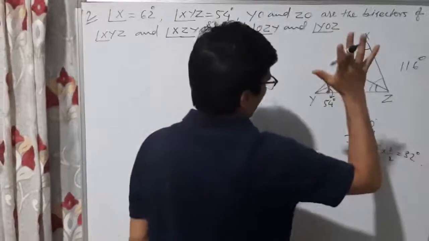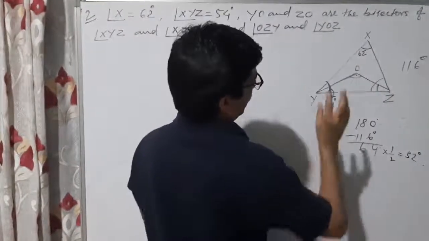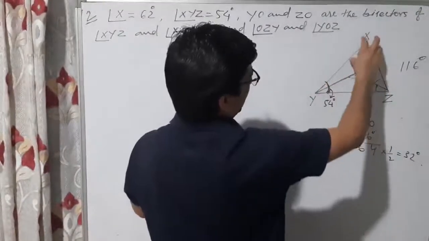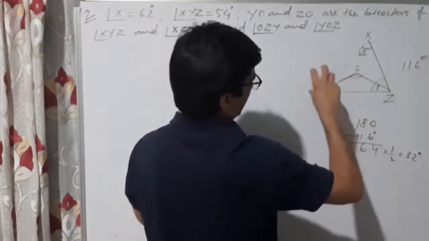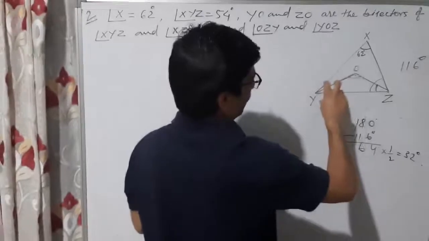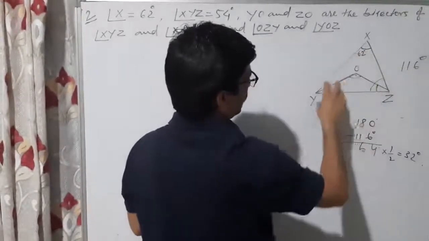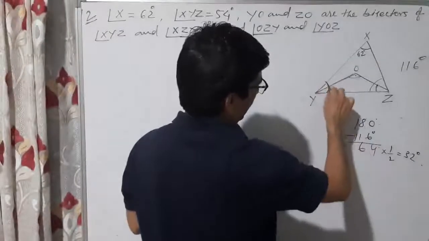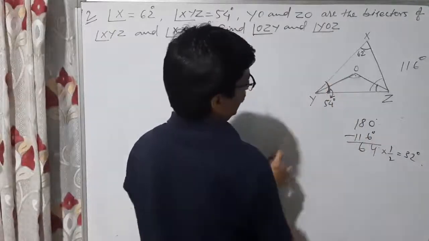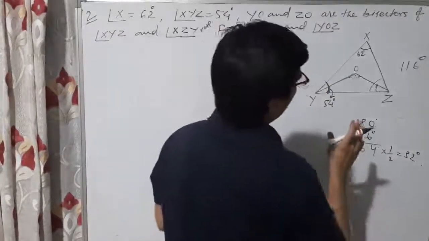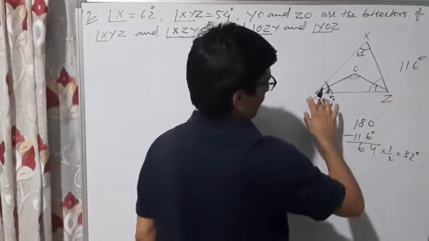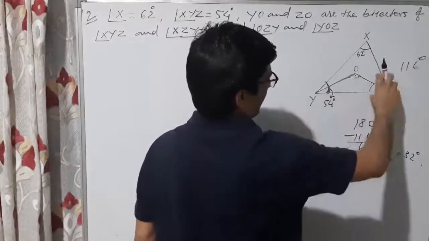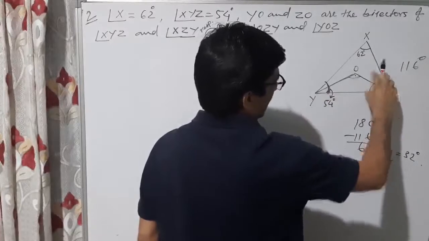Now you check only triangle XYZ first. Out of the three angles, X is 62, Y is 54. Y is the whole angle, not this small angle. This whole angle is 54. Now from the angle sum property we will get this Z, that means XZY, the whole angle Z. How much Z will we get?